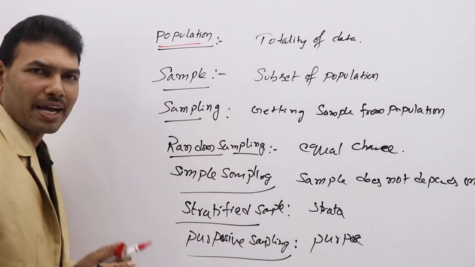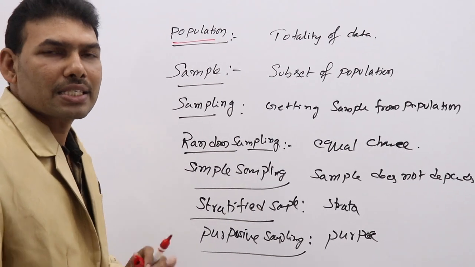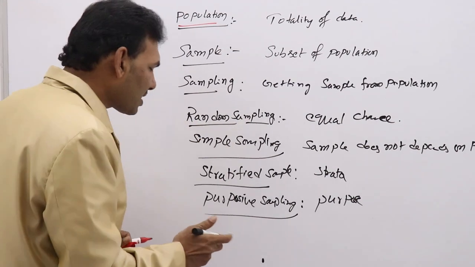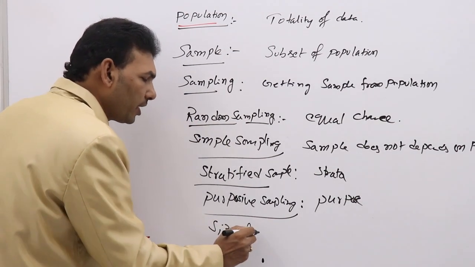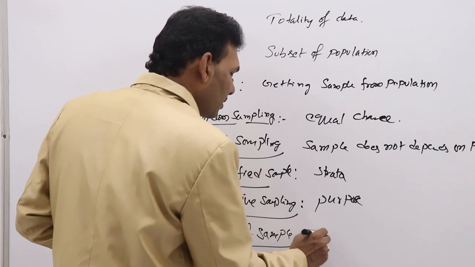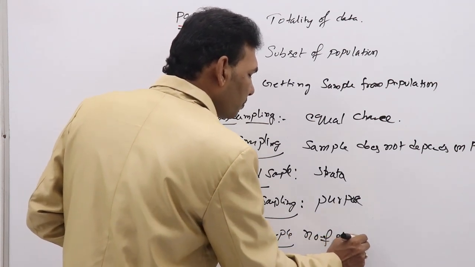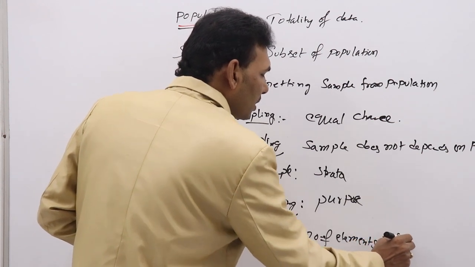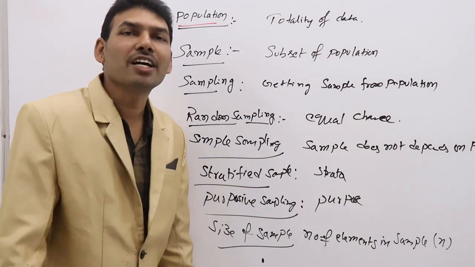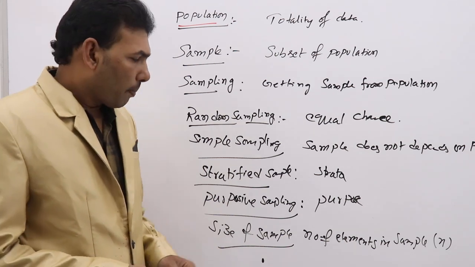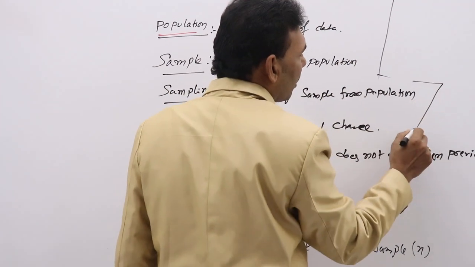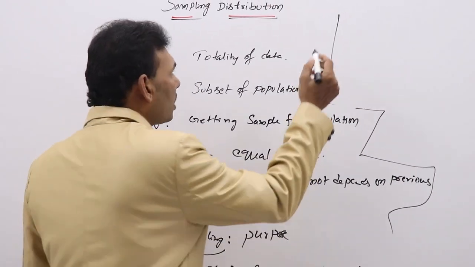Now we are discussing the sample. Here sample means a subset of the population, but based on the size of the sample, samples are classified into two types. Size of sample means the number of elements or number of objects in the sample. Generally, we represent this with small n. Based on size of sample, samples are classified into two types: large sample and small sample. Large and small.